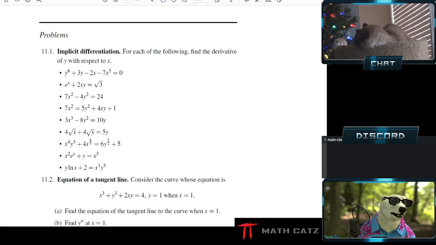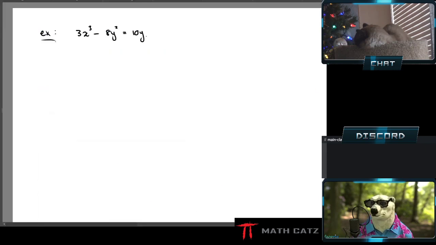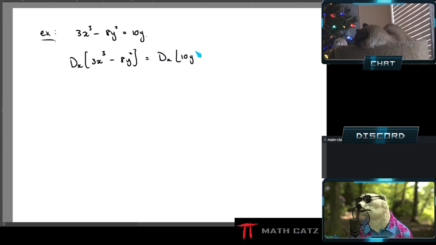Let me just check. What's the actual question? For each of the following, find the derivative of y with respect to x. So they don't actually have a point that they're interested in or anything. Okay, that's fine. Just our first basic question to practice implicit differentiation. So it's a differentiation: derivative of the left, whatever the left is, equals derivative of the right-hand side, whatever that is. Now my goal, remember, is to find dy/dx.